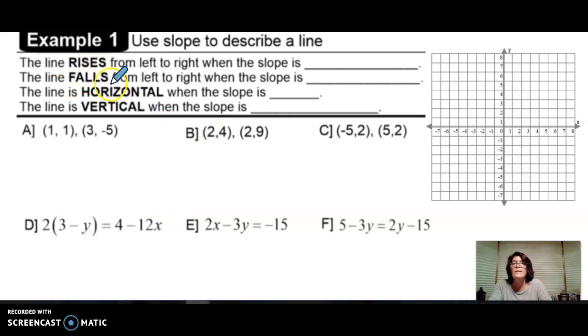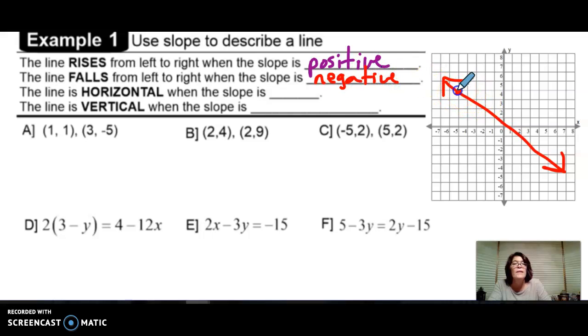Okay, how's the line rising? All right, if it rises from left to right, in other words, like the line we saw on the other page, it rises from left to right, then the slope is positive, like we saw with the 4/5. If, in contrast, the line falls from left to right, okay, a line like this that falls from left to right, that's a negative slope.